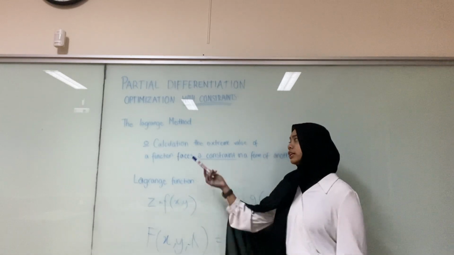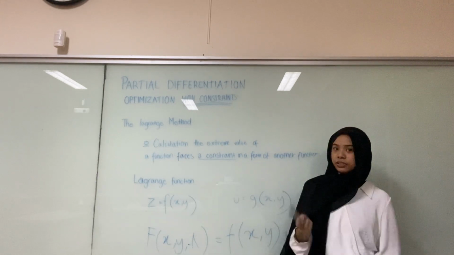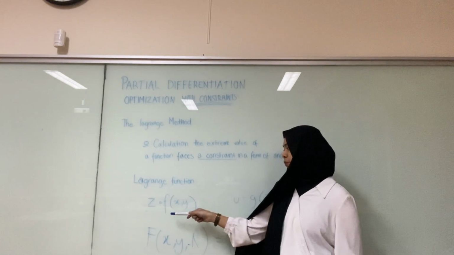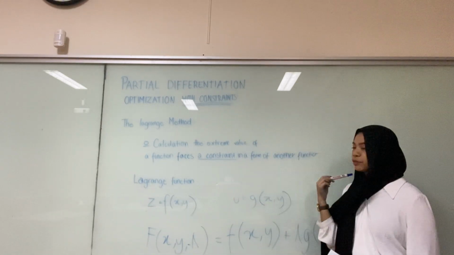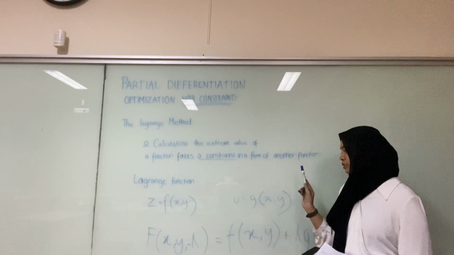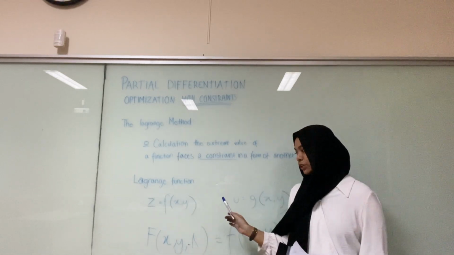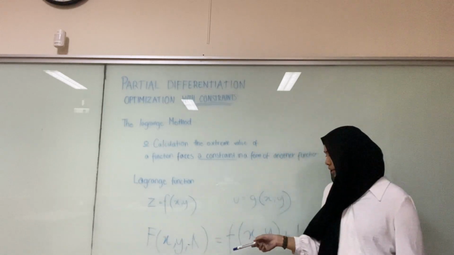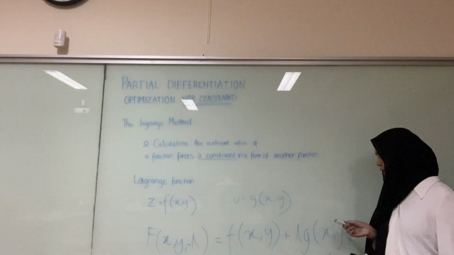So what is the Lagrange method? It is a calculation of the extreme value of a function that faces a constraint in the form of another function. So the Lagrange function consists of two functions, which is z equals f(x, y), which is the function that needs to be optimized, and for the conditional constraint method, it's u equals g(x, y). By combining these two functions, you make the Lagrange function, which is capital F(x, y, lambda) equals f(x, y) plus lambda times g(x, y).